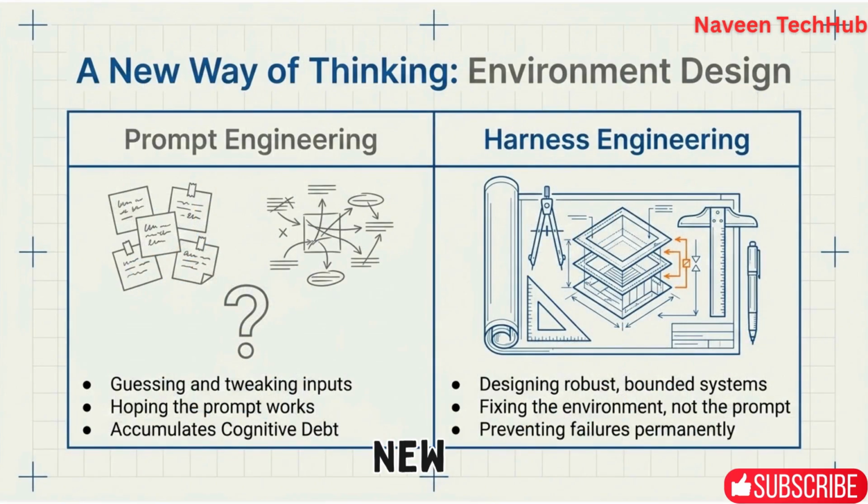This introduces a new way of thinking, harness engineering. Instead of prompt engineering, which involves guesswork, harness engineering focuses on designing robust, bounded systems to prevent failures permanently.